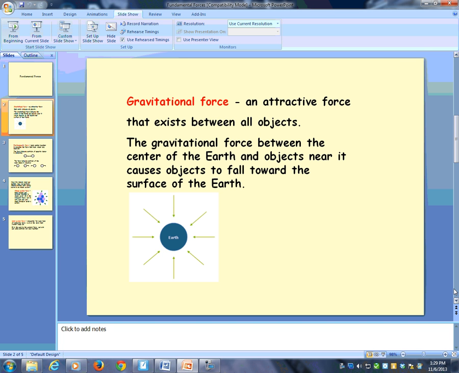Okay, so gravitational force is an attractive force that exists between all objects. We're all sort of attracted to each other in a gravitational sense. How much is that attractive force? Not very strong at all. As you can see, Joey is able to keep himself a small distance away from Jacob. The gravitational force between the center of the Earth and objects near it causes objects to fall toward the surface of the Earth.